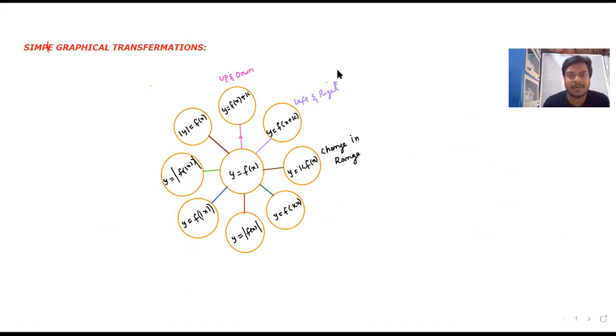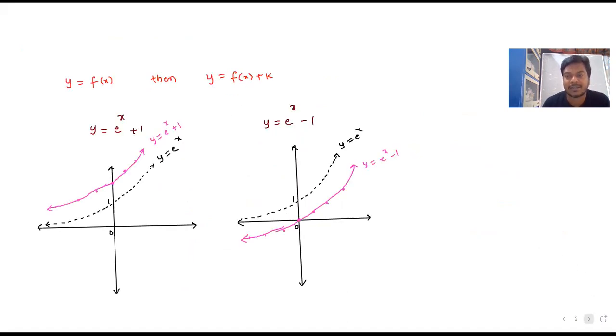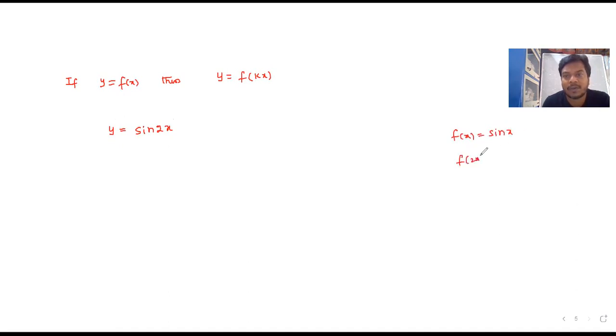Next, we are going to discuss about the graph of y equal to f of kx. Okay, if y equal to f of x is given, then the transformation of graph of y equal to f of kx we are going to discuss. Suppose that y equal to sine of 2x is the function. Clearly, if f of x equal to sine x, f of 2x becomes sine of 2x, right?